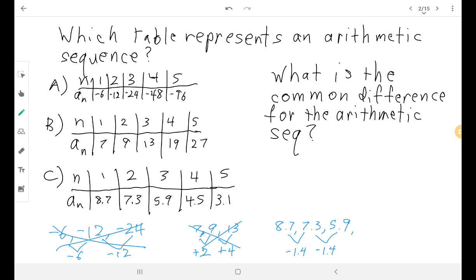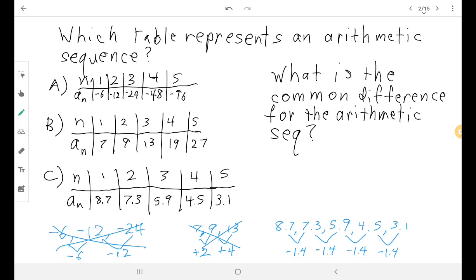If I go 5.9 to 4.5, subtract those two, again, I'm adding -1.4, and to go to 3.1, I am again adding -1.4. So I am subtracting 1.4 each time. You can think of it that way as well. Okay? So that is that.